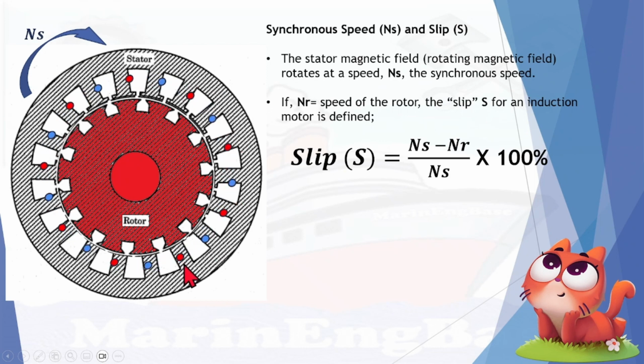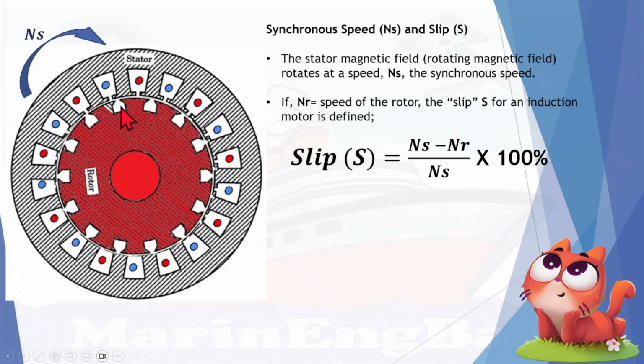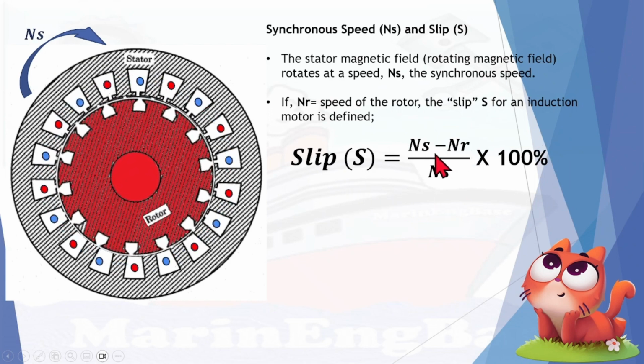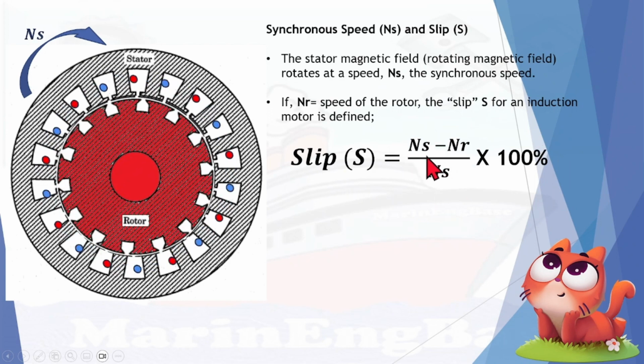Then what happens if it is a normal induction motor? Due to the flux cutting effect of the stator, as it rotates, it will cut the rotor bars, and a torque will be produced on the rotor and it will start to spin. But the speed is always less than the rotating magnetic field, so we say it has a slip. That is the difference between the synchronous speed and the rotor speed, as a percentage of the synchronous speed, which we call slip.